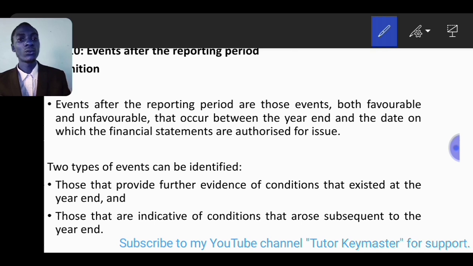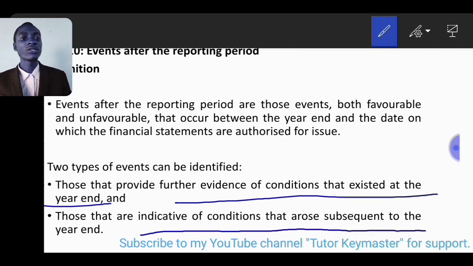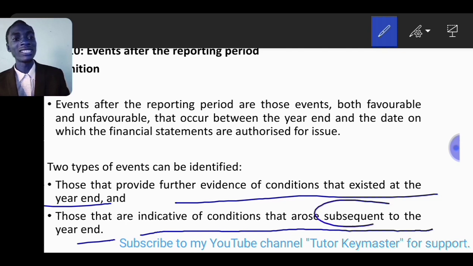Here we have two statements which we have to look at. For adjusting events, the evidence of conditions exists at the year end. Then for non-adjusting events, those are events indicative of conditions that arose subsequent to the year end. In other words, we are looking at those events whose evidence is for conditions that arose after the year end. So you need to know what events after the reporting period are, what the two types of events are, that is adjusting and non-adjusting events. Then from there you need to go ahead and master the accounting treatment of both adjusting and non-adjusting events.